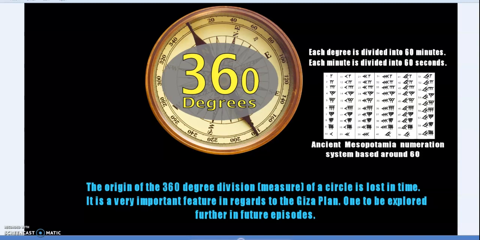But just like time, each hour is divided into 60 minutes, each degree is divided into 60 minutes, and then each minute is divided into 60 seconds. This has to do with the ancient Mesopotamian numeration system built around the number 60. It's still a legacy, an ancient legacy with us today.